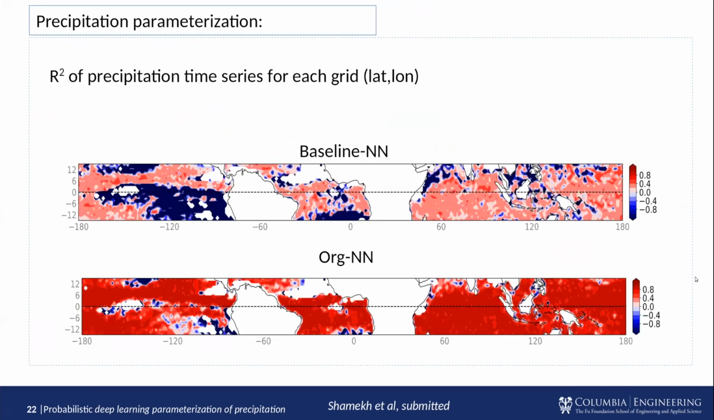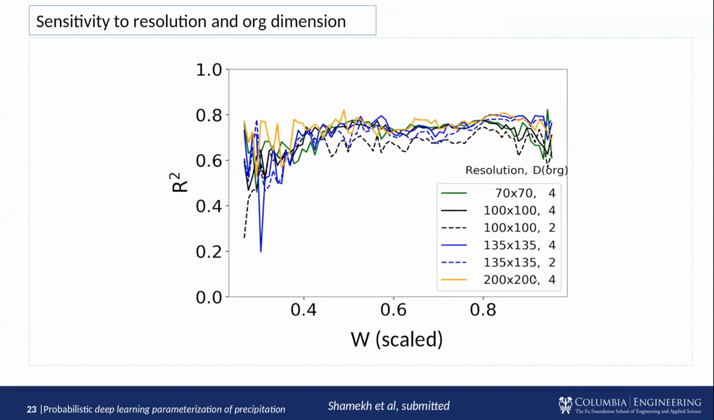Then we can also look at the R square computed for time series of each grid. So now for each latitude, longitude, I have several time steps, and I compute R square for predicted and true precipitation, and this is then the result. We see that it does a good job almost everywhere over the tropics. And then this result is robust to the choice of resolution, and then the dimension of org. So we tried the dimension 4 and 2, and we see that it does a good job even with only 2 org variables.